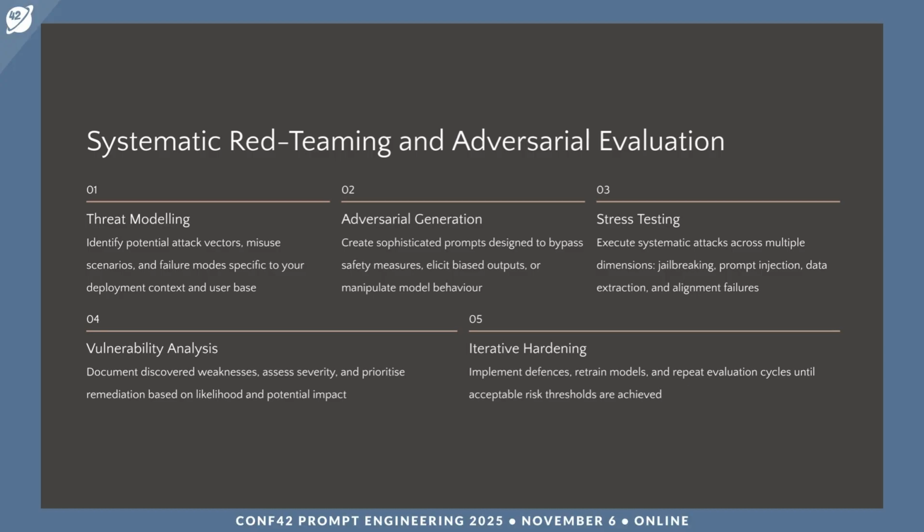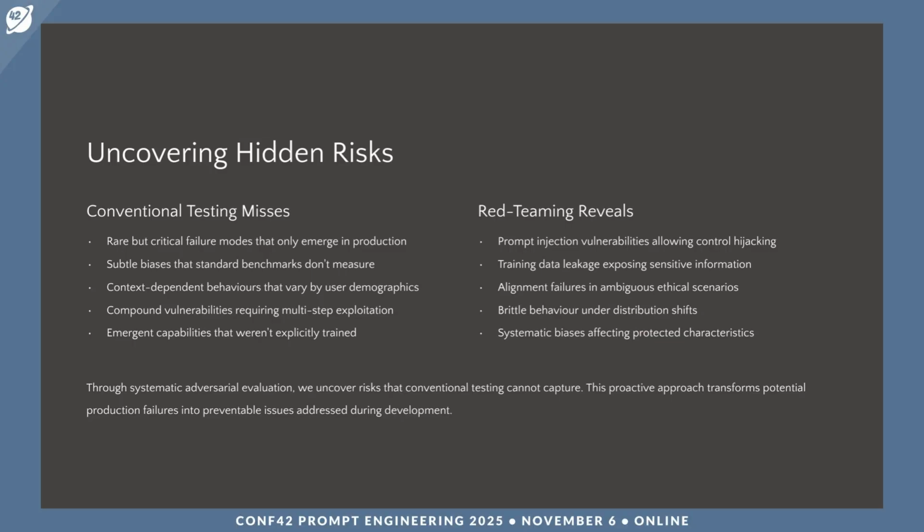So there are 5 concepts I just want to stress and make sure that you include as part of your red teaming. One is threat modeling, right? The second one is adversary generation. The third one is stress testing. The fourth one is vulnerability analysis. And absolutely make sure iterative hardening is part of this process. So we spoke about red teaming.